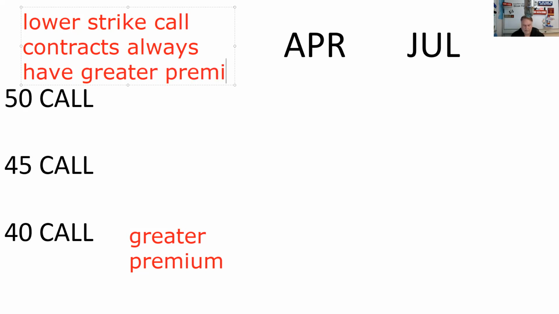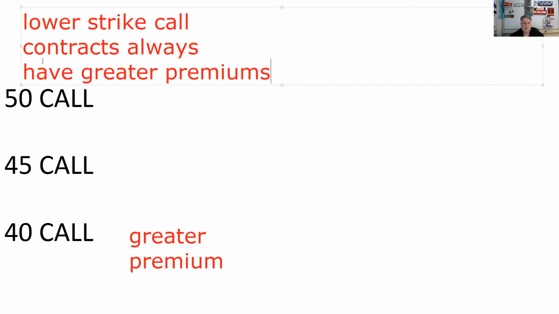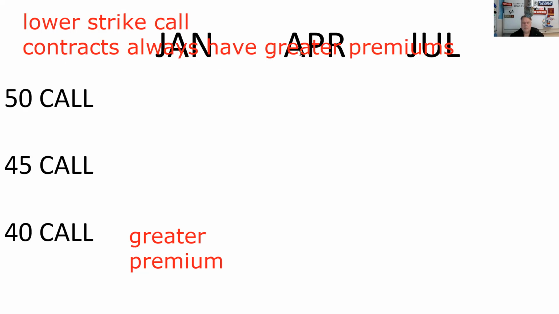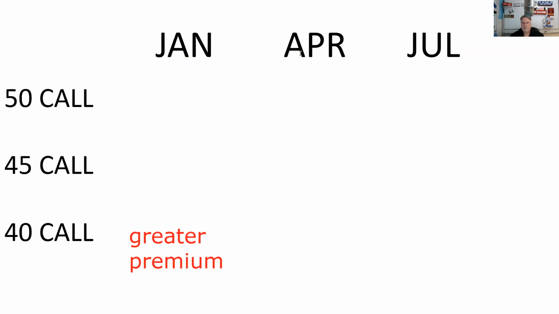So as we're looking at this screen here, I'm just trying, let me get a smaller font for it. I'm sorry, I'm taking valuable time here, but I want to make sure I got it. There we go. Lower strike calls always have greater premiums.